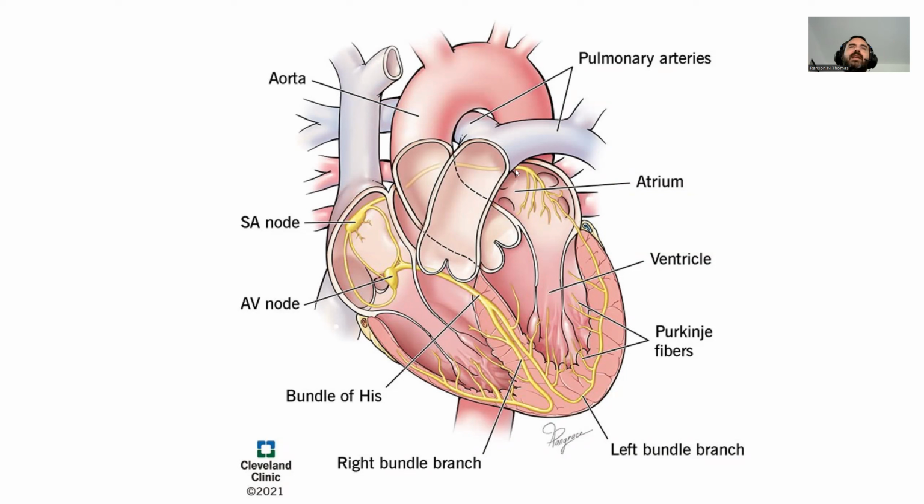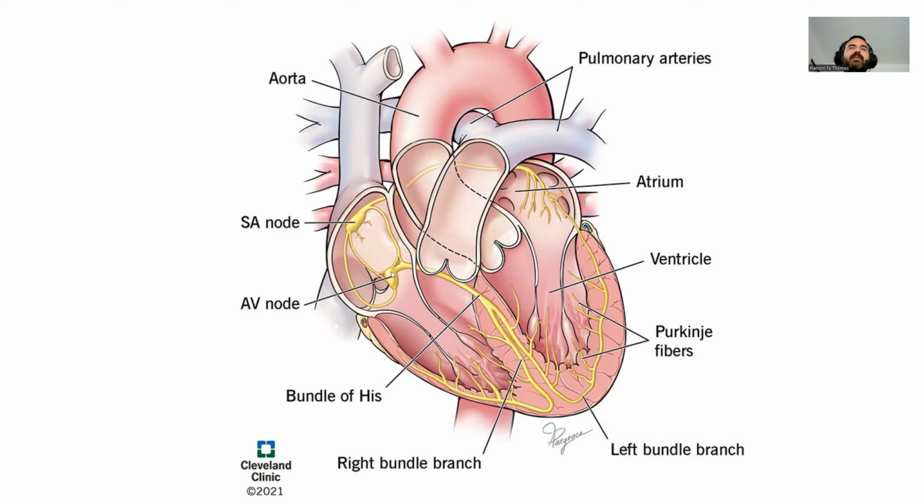So to understand how to interpret rhythms when you see a strip, we first have to understand what the strip is telling us and how the electrical conduction system of the heart works and how it relates to what's presented on the strip, right? So this is a picture, obviously, of the heart, and this is the electrical conduction system. The place that the conduction begins is this SA node, the sinoatrial node. So that's where the electrical impulse originates, right?